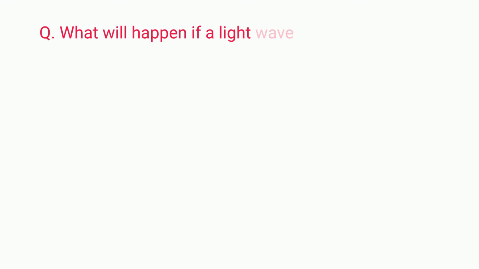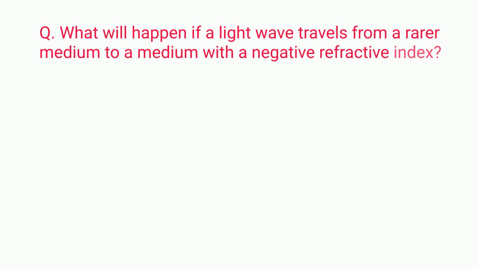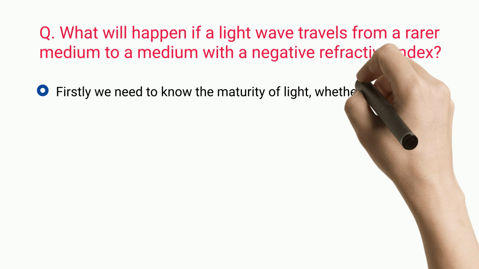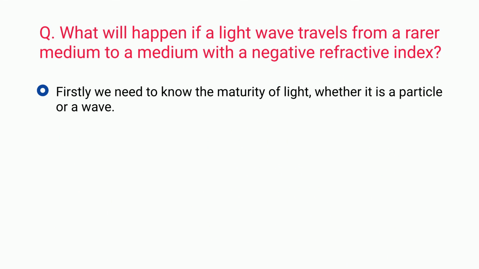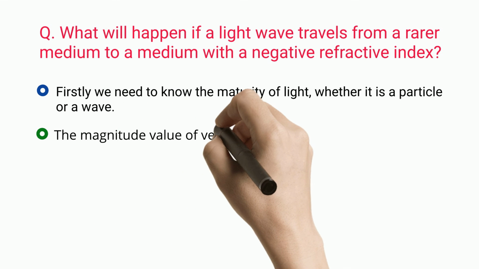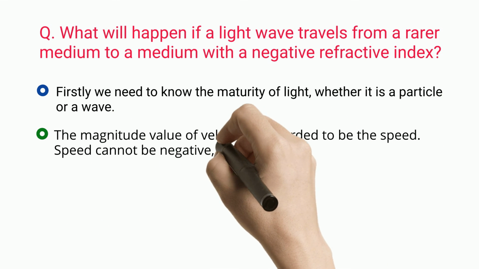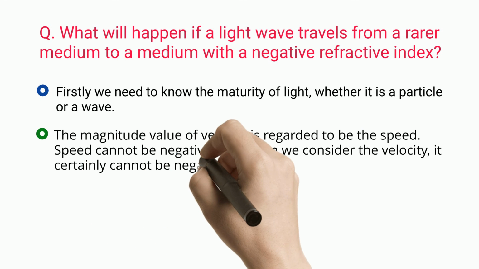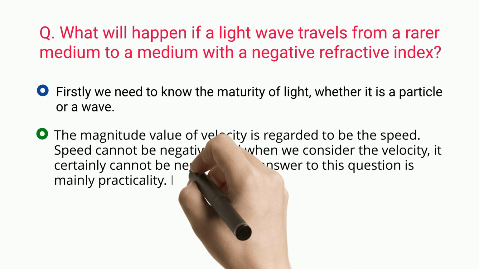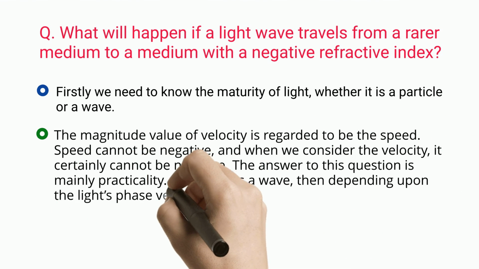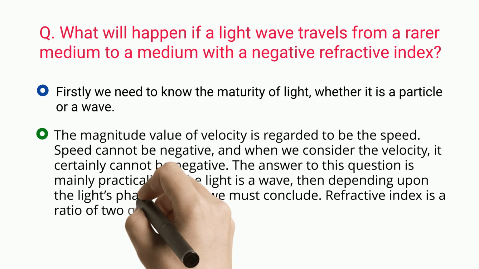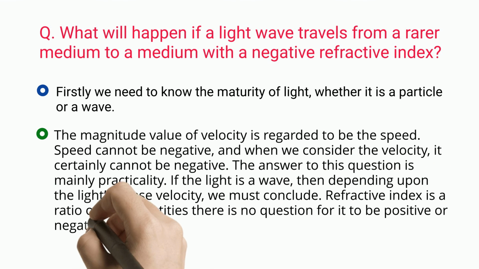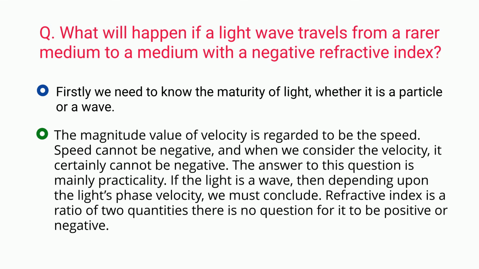What will happen if a light wave travels from a rarer medium to a medium with a negative refractive index? Firstly, we need to know the nature of light, whether it is a particle or a wave. The magnitude value of velocity is regarded to be the speed. Speed cannot be negative, and when we consider the velocity, it certainly cannot be negative. The answer to this question is mainly practicality. If the light is a wave, then depending upon the light's phase velocity, we must conclude. Refractive index is a ratio of two quantities. There is no question for it to be positive or negative.